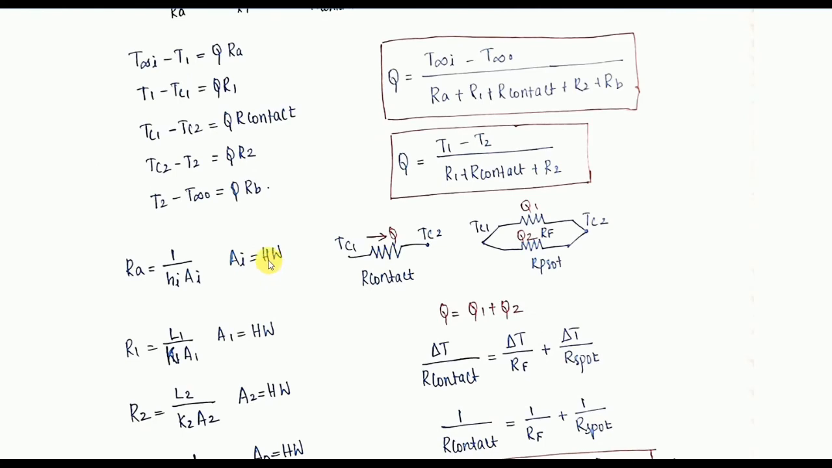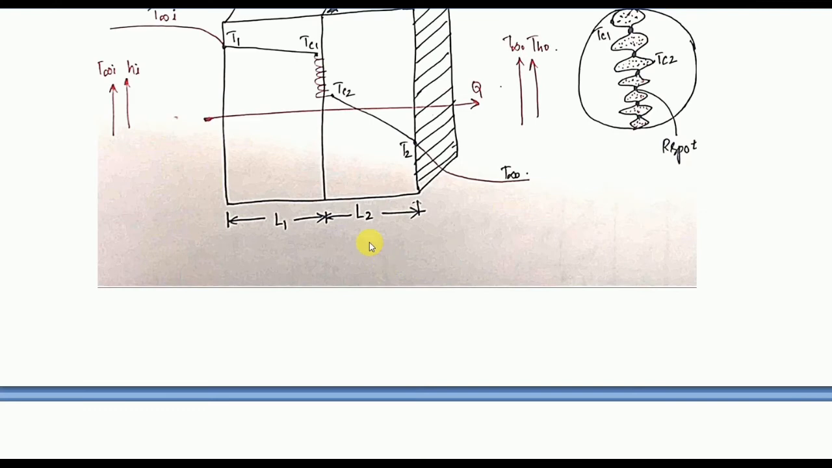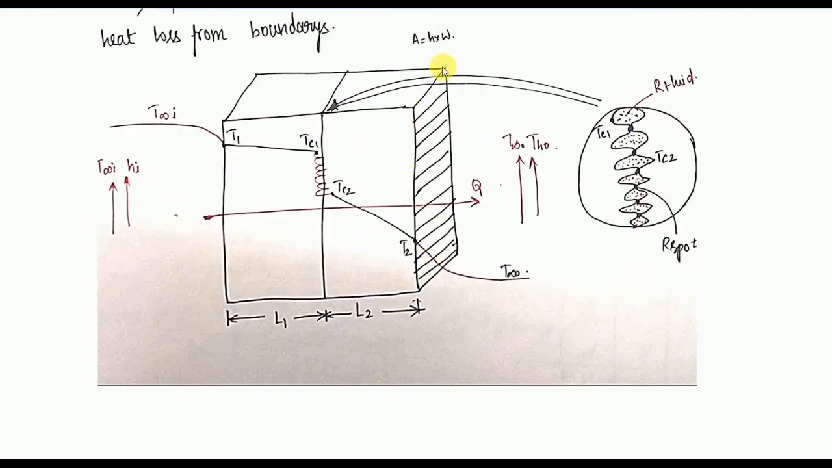See, area is HW, that is height into width. Please make sure that we have already discussed these things. H into W, this is W, width. Because whatever the length is taken, the vertical lines, the isotherms, will be there. We have already discussed that the temperature will be the same on this line. For this vertical line, the heat transfer will be perpendicular to the vertical line, flowing through this perpendicular area only.